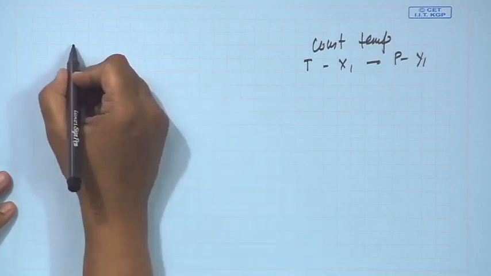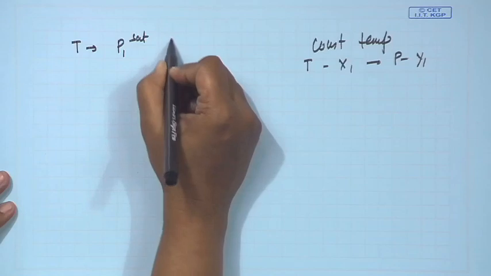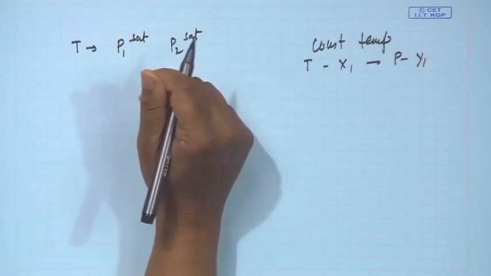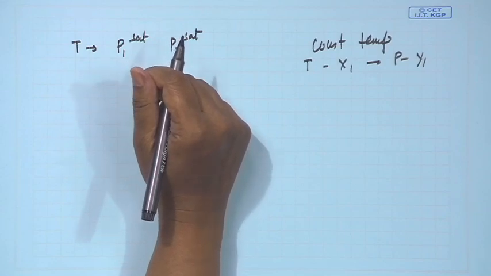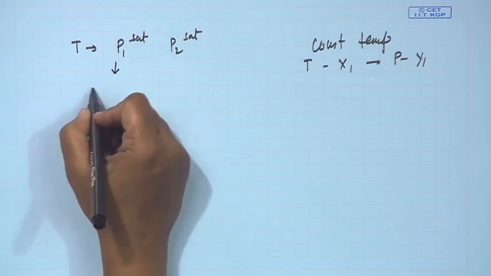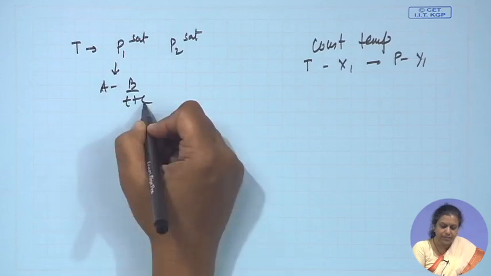So, I had already given you the set of equations. What are the set of equations that were given? Suppose you know T, then you are in a position to find out P1 saturated, P2 saturated. How are you supposed to find out P1 saturated and P2 saturated? Remember, it was either the Clausius-Clapeyron equation or the Antoine's equation. Usually, we use the Antoine's equation. What is the Antoine's equation? Just to recollect, log P saturated equals A minus B by T plus C. A, B, C are constants characteristic of that particular compound.